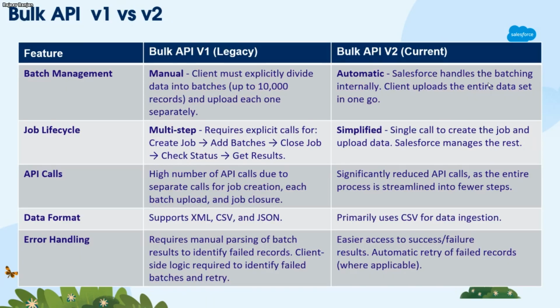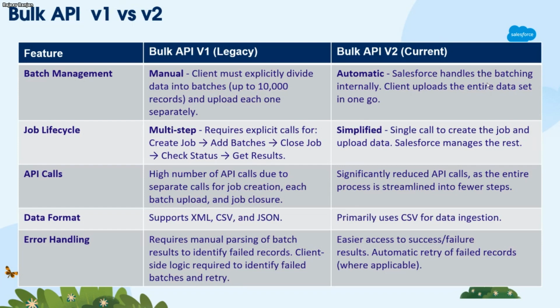If you see the job life cycle in v1, it is multi-step, because we are supposed to handle everything. First we create the job, then we add the batches, then we close that job, then we check the status and get the result. But here it is simplified: in one operation you create the job, add the batch, and the job closes. They have clubbed the entire thing into one. This is the upgraded version, API v2.